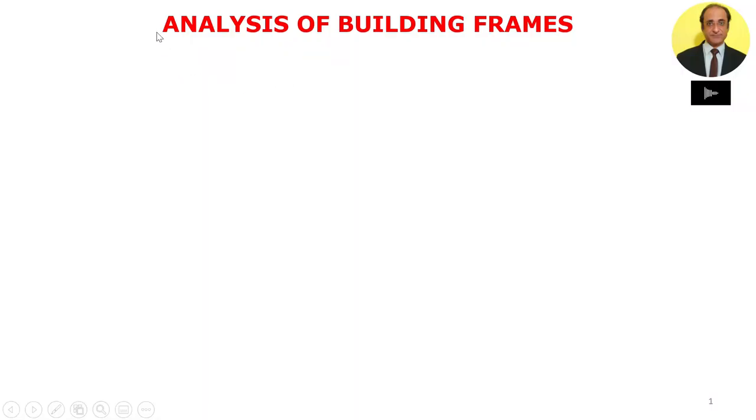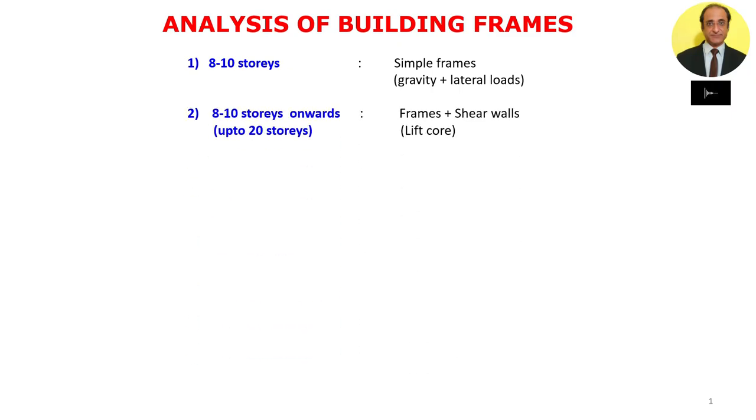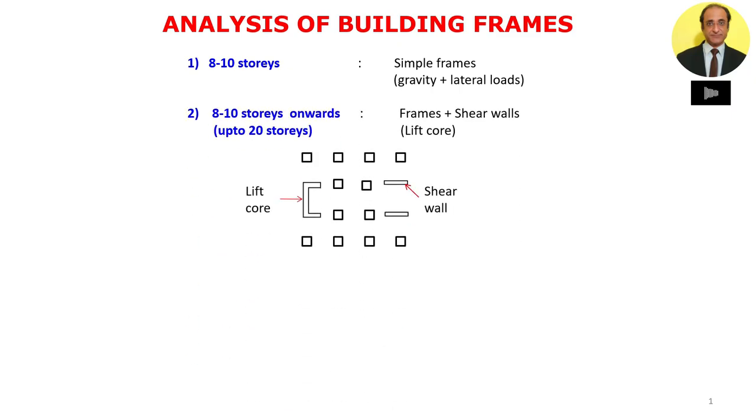Today we are going to extend the direct stiffness approach to building frames incorporating the effect of the floor slab. In general, all buildings, whether low-rise or high-rise, have the presence of the floor slab. And the structural system we adopt depends on the height of the structure. Typically for 8 to 10 stories, simple frames are sufficient to take care of both the vertical and the horizontal loads. For a higher number of stories, generally a combination of shear walls and frames is used.